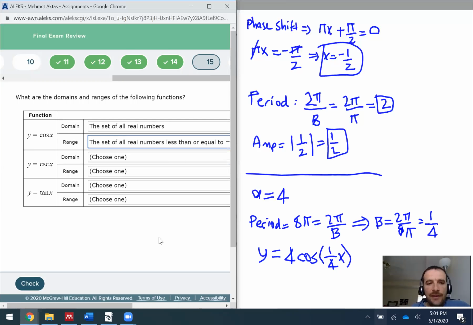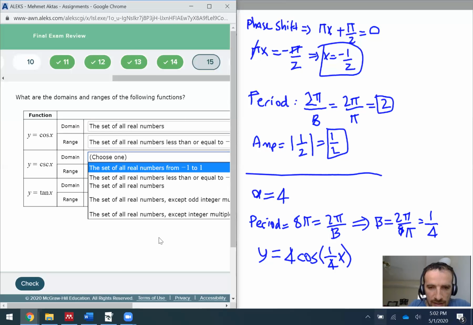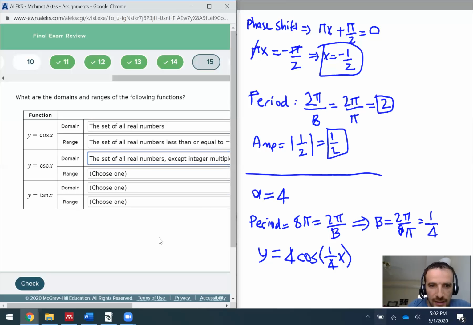Cosecant x. Cosecant is 1 over sine. And so 1 over sine is not defined when sine is equal to 0, right? Because we will get 1 over 0. And sine is 0 at 0, pi, 2 pi, 3 pi, and so on and so forth. So the domain of this function is all real numbers except integer multiples of pi.